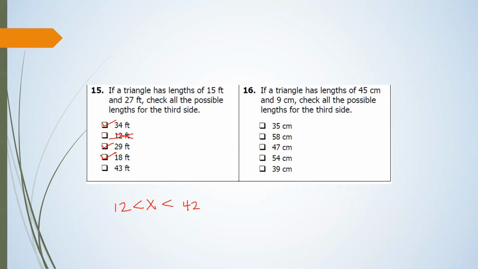So number 16, if I give you the lengths 45 and 9 centimeters, which of these could be possible lengths for that third side? If you got the range 36 is less than x is less than 54, then you set up your range correctly, and you should have chosen only 47 and 39.